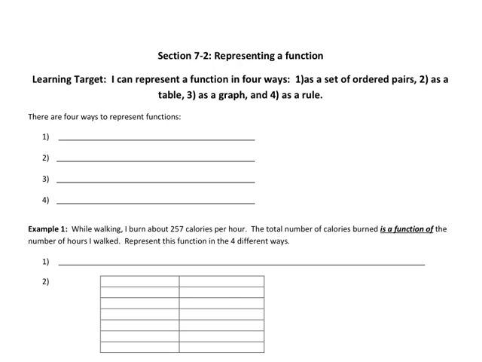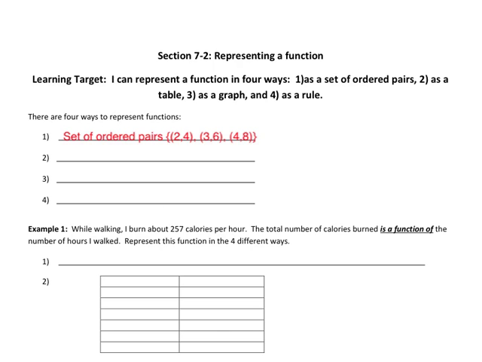So the first is as a set of ordered pairs. The second is as a table. The third is as a graph. And the fourth is as a rule. So we're going to write those 4 ways right over here. Again, the first is as a set of ordered pairs.